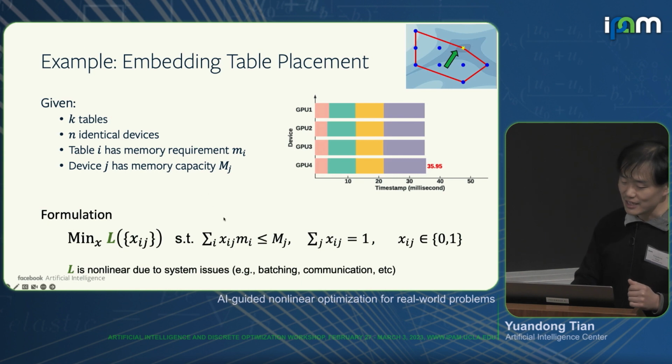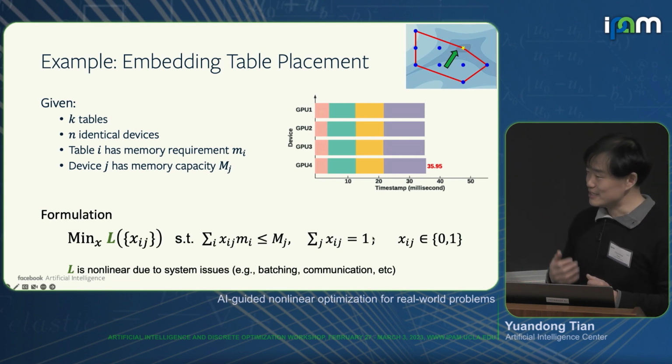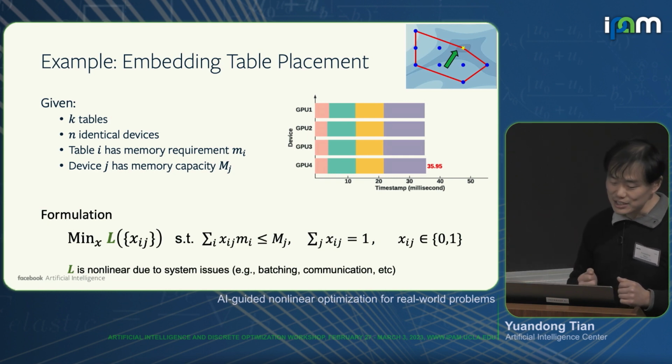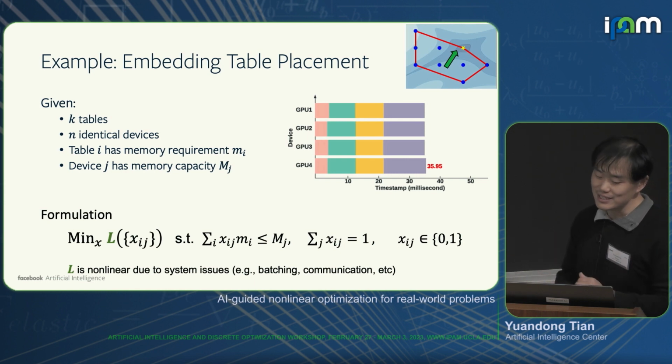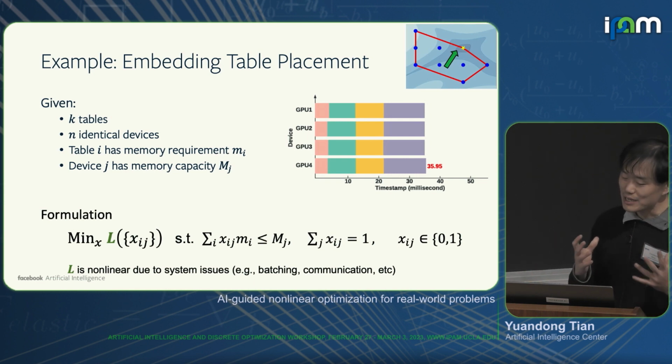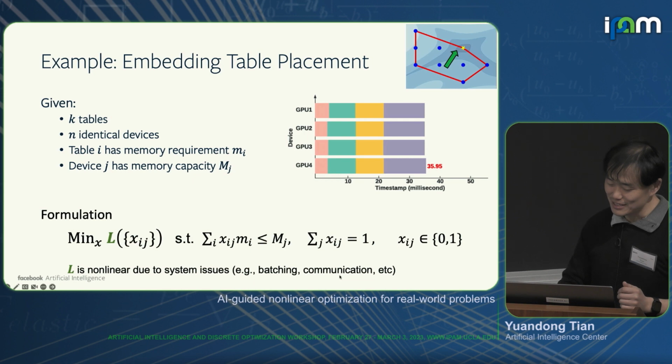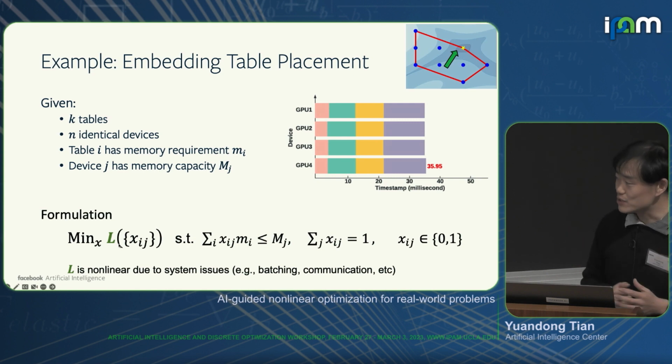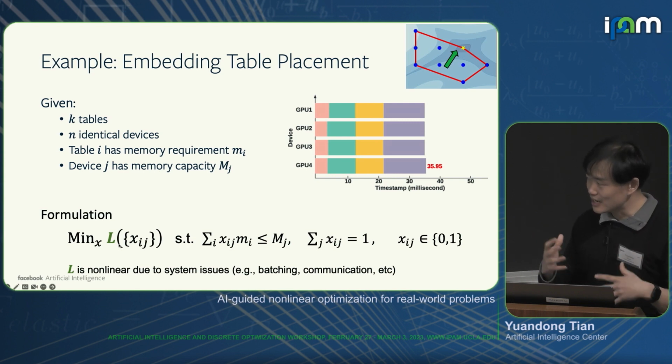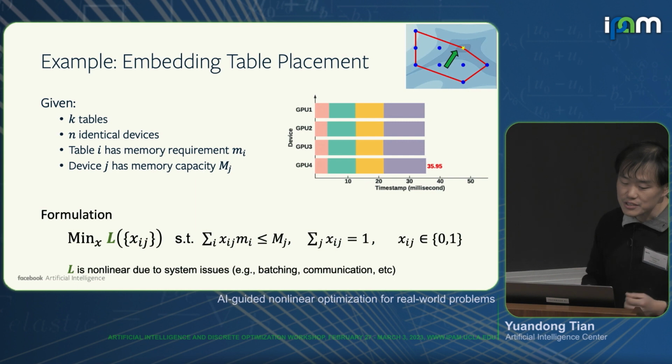Here's basically the formulation. You have a binary variable xij, which means you assign table i to device j. And you say that each table i has to be assigned to only one device. That's the constraint. And this is the capacity constraint, and you want to minimize some function so that the entire process is done in an efficient manner.